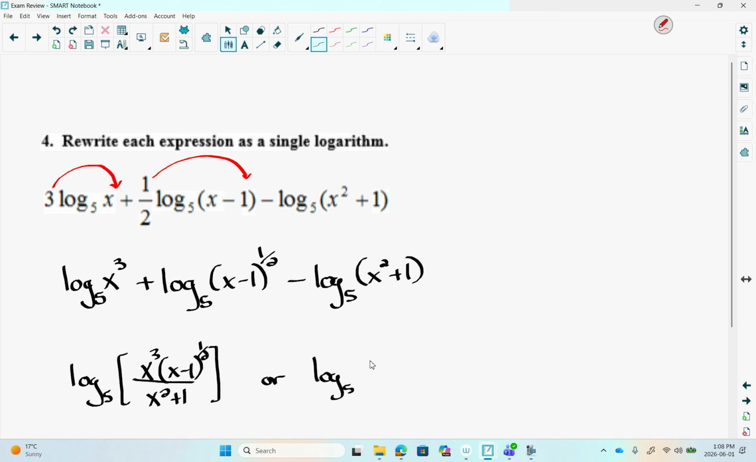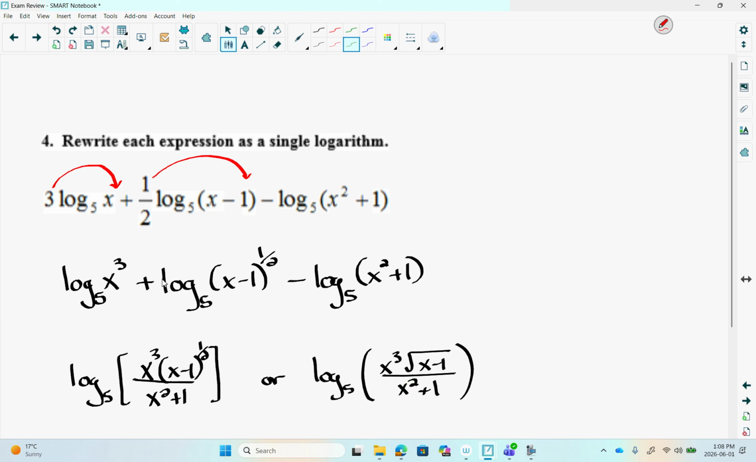Log 5, you could call it x cubed times the square root of x minus 1 all over x squared plus 1. Can I do this? Can this knock off 2 of those and make that an x? Yes or no? No, Matthew Caleb, you're right. Why not? Because of that plus sign. That's it. That's all I can do with it.